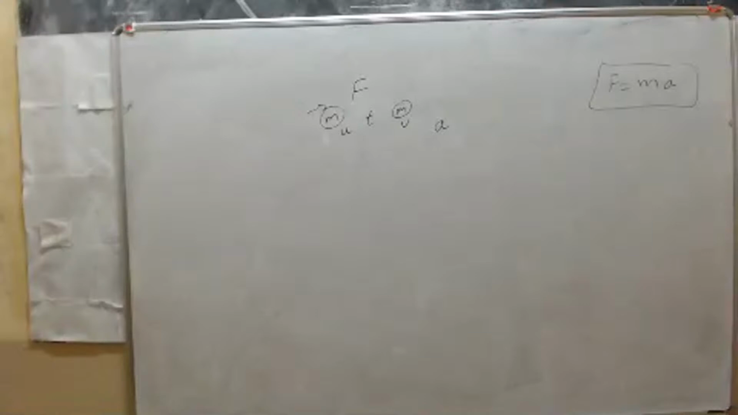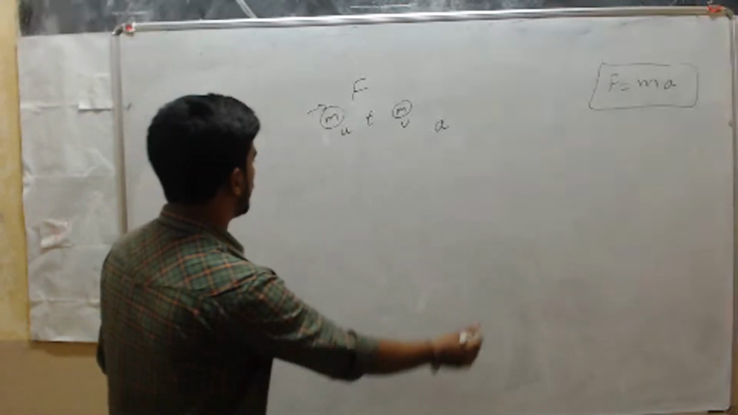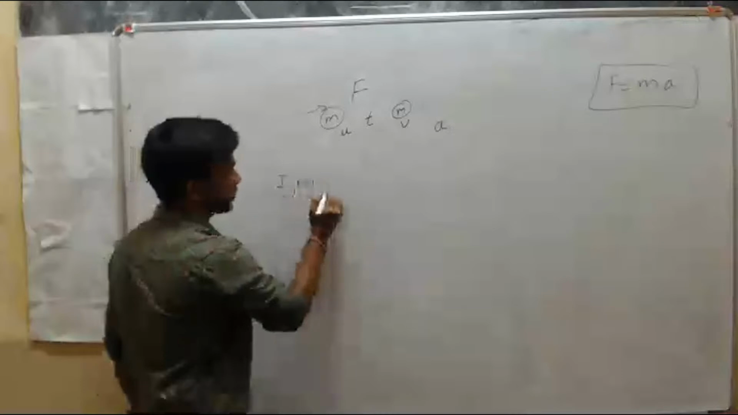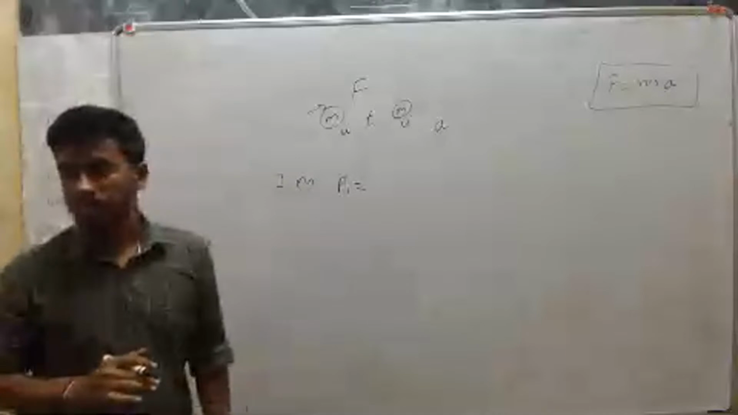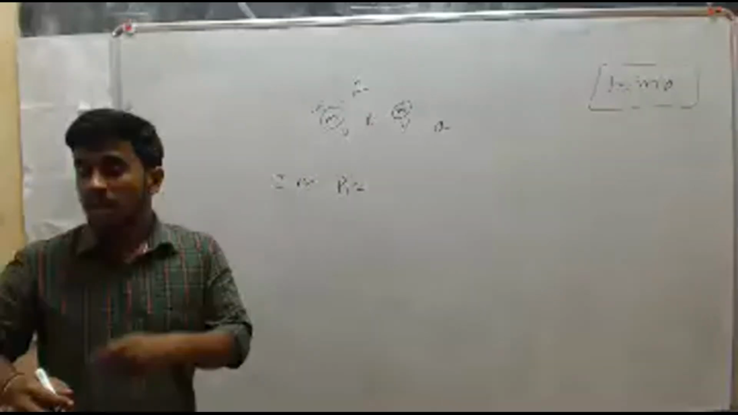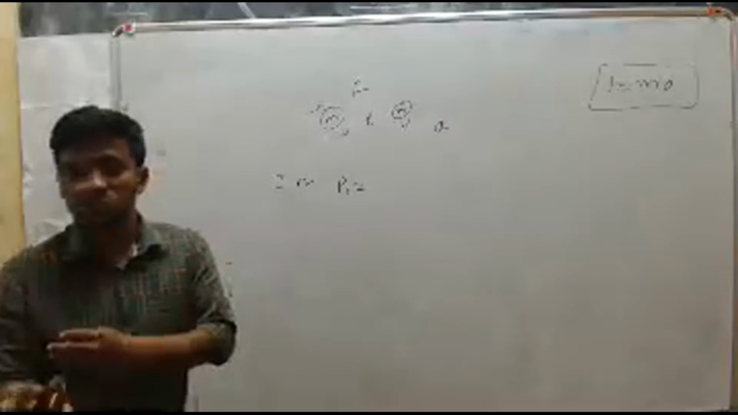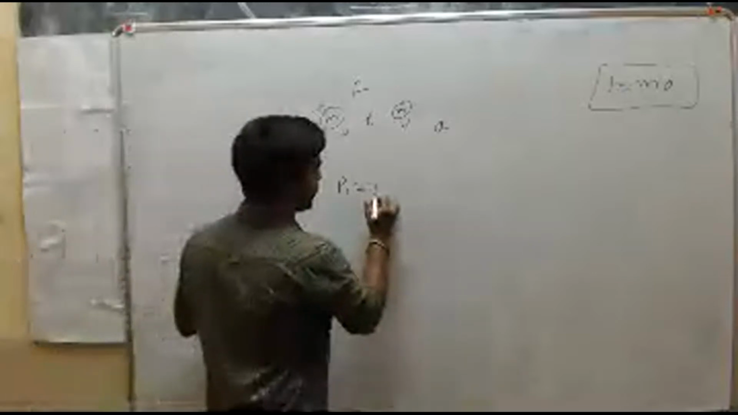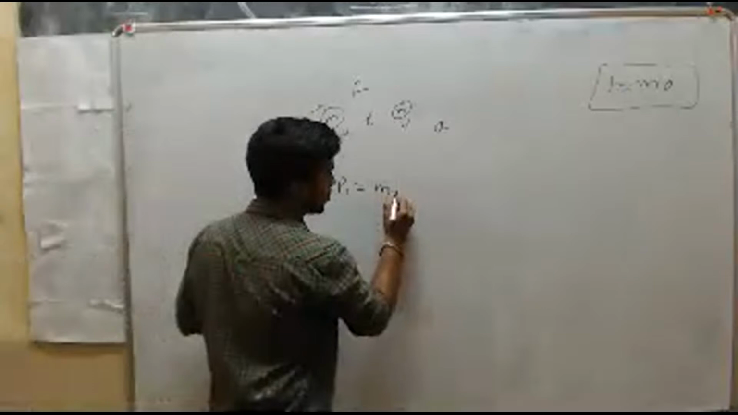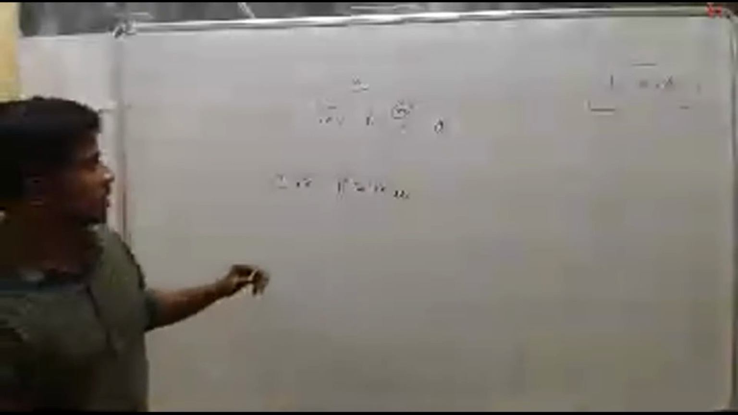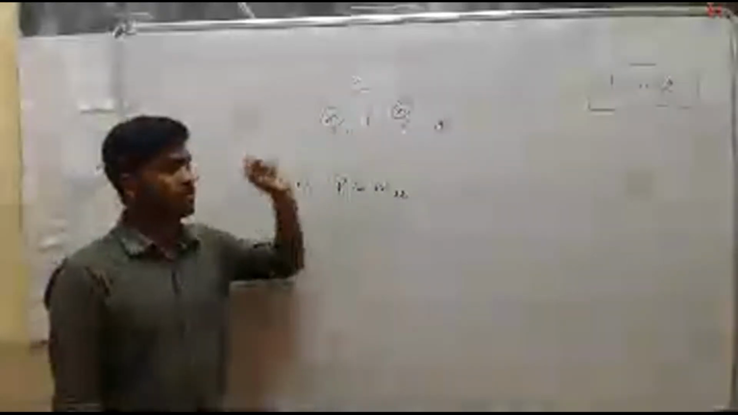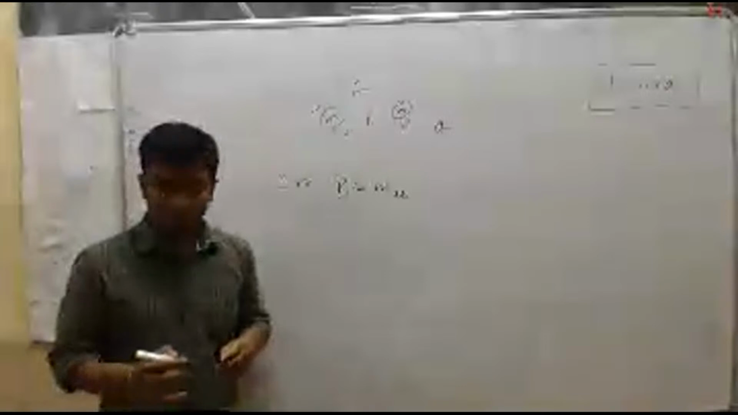Now first, what is the initial momentum of the body? The momentum of that body, I will take it as p1. p1 means initial momentum, which is before the application of force. So p1 equals m into u. Momentum is a product of mass and velocity. The mass is m and the velocity is u. So the initial momentum is m into u.